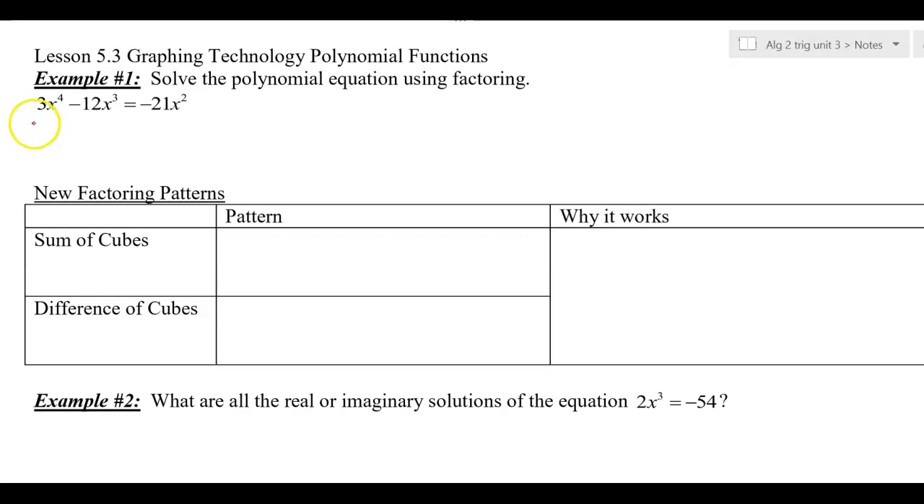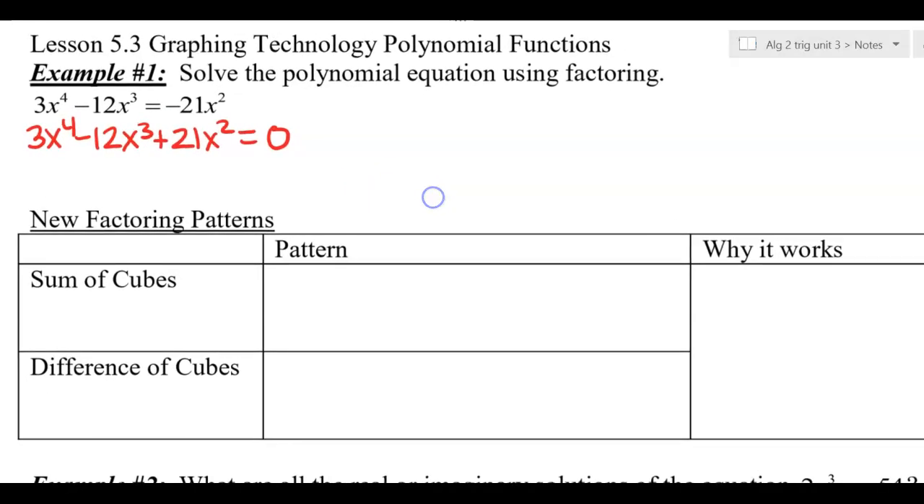And in order to factor, you need to have everything on one side set equal to 0. So I would add 21x squared to both sides so it looks like this. Okay. So steps again. What should I look for first? Connor? Good, GCF. So here 3 goes into everything, and they all have at least an x squared power of x. So I would factor out 3x squared.